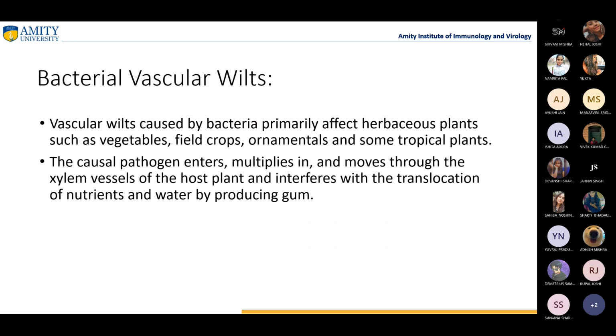Then bacterial vascular wilts, right? We know the vascular tissues in the plant, xylem and phloem, right? Vascular wilts caused by bacteria affect herbaceous plants such as vegetables, field crops, ornamentals, and some tropical plants also. The pathogen enters, multiplies, and moves through the xylem vessels. So basically when we talk about vascular wilts, the pathogen is affecting the vascular tissues, the xylem vessels of the host plant, and interferes with the translocation of nutrients and water by producing gum. Due to this, the wilting takes place.